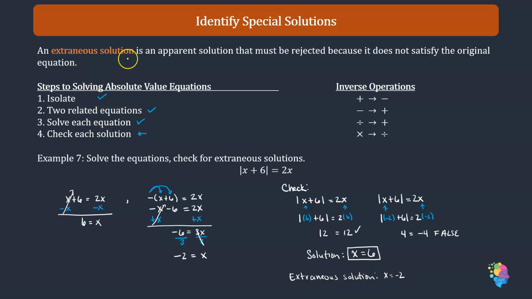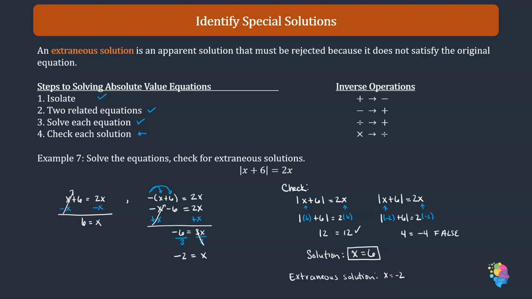Remember, an extraneous solution is not the solution to the equation. It was an apparent solution that was rejected because it did not satisfy the original equation. So if they ask for the solution, 6 is the solution. The negative 2 was a solution that was rejected.